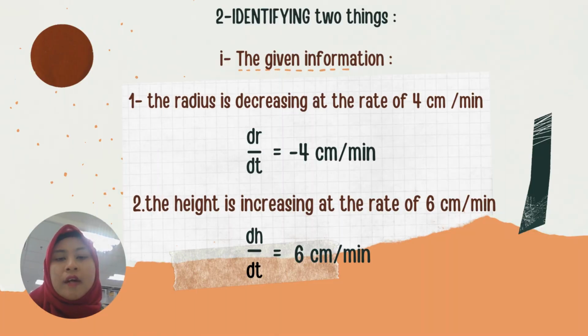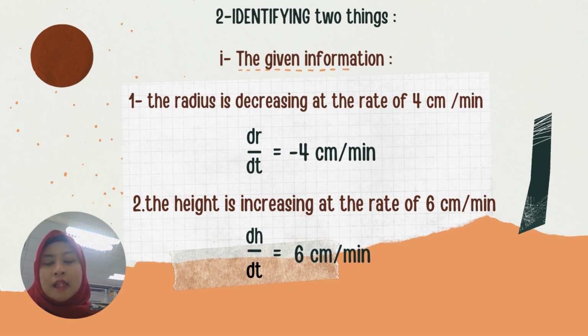Okay, the second step is identifying two things, the first one is the given information. The information given in this question is the radius is decreasing at the rate of 4 cm per minute. So we have to write it as dr over dt equals negative 4 cm per minute, which is why we put negative at the 4, because the question stated that it is decreasing. So that's why we have to put negative.